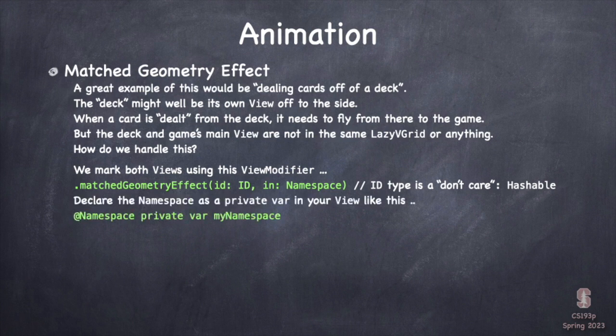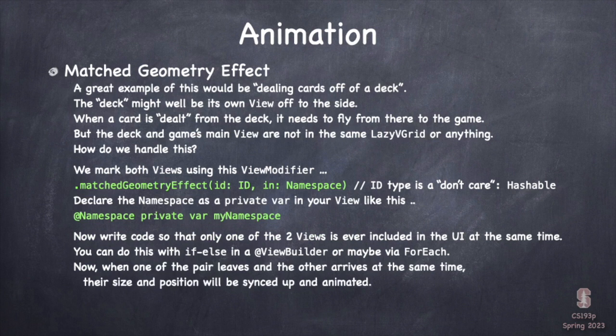So you create a namespace with an @ thing, like @State, called @Namespace. So @Namespace var myNamespace. Notice you don't have to say colon Namespace. It's implicit. This thing knows that it's an @Namespace, so you don't put the colon Namespace at the end.